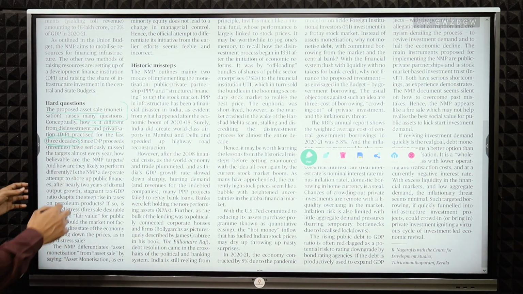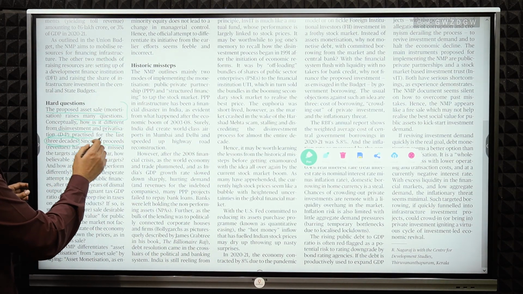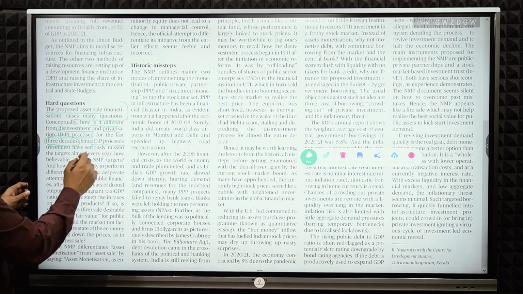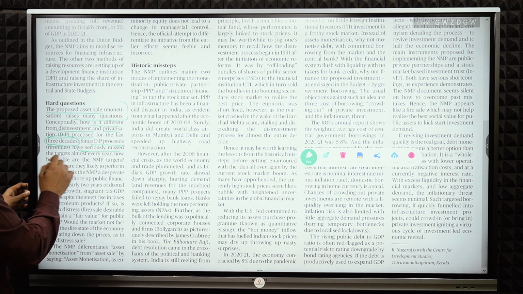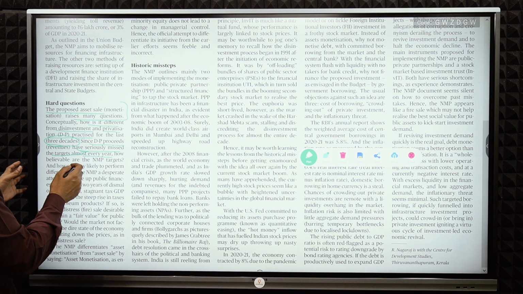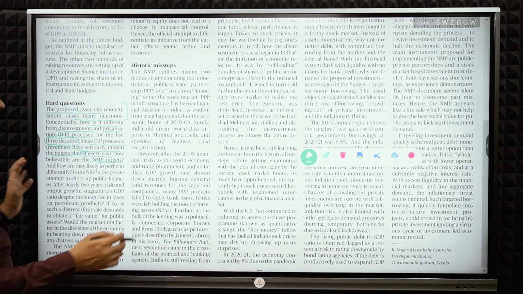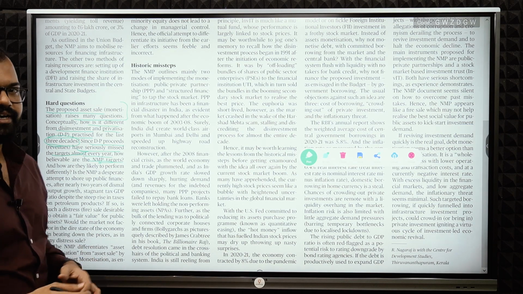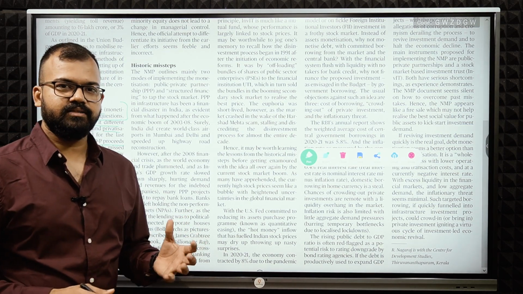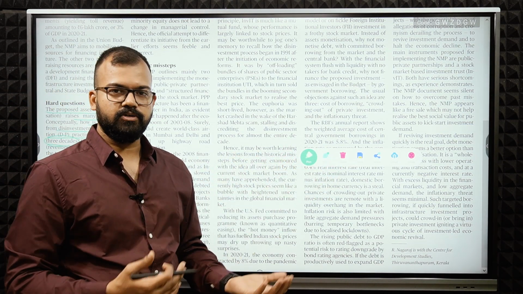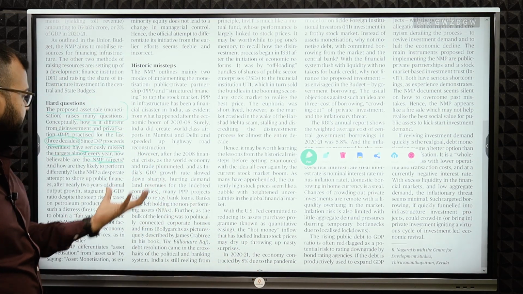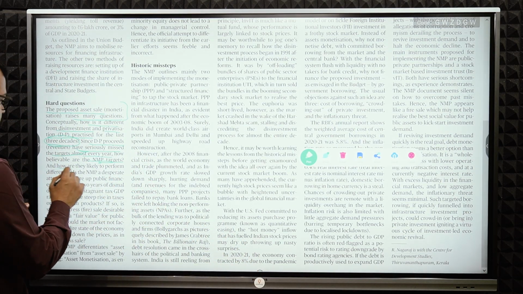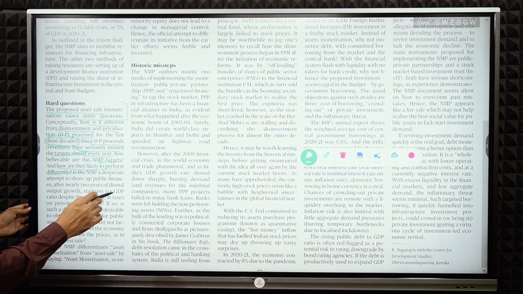So here we'll see, they have both disinvestment and privatization targets. They have missed the targets seriously almost every year. How believable are these targets? It means in the past, the performance was not satisfactory. The target was set and we were not able to achieve it. So how can we believe this? How are they likely to perform differently this time?